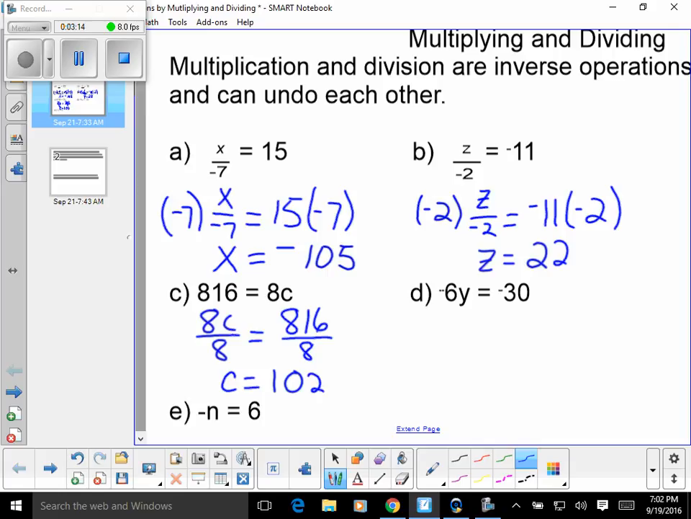102. At this time, I would suggest you hit pause and work on D. Then I'll show you how to do it. In this case, because I don't have to use reflection, I'm just probably going to put my division bar right underneath the problem. And this time I'll be dividing by -6. What I'm really doing, though, is multiplying by the reciprocal of the coefficient. And y is going to equal negative times negative is positive. 30 divided by 6 is 5.